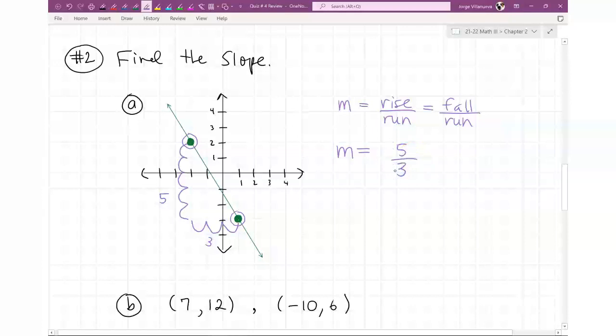Or not right? Negative 5/3. Thank you. Yeah, because I went in a downward direction, right? If you go down, you've got to put negative. If you go up, you got to leave it positive. Okay? So your answer is negative 5/3. And there you go. You're going to have 4 of these questions, guys.